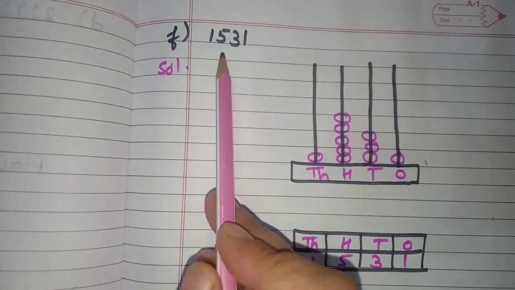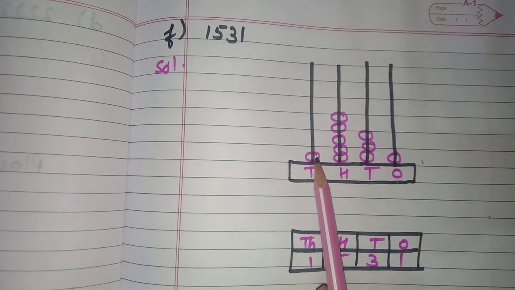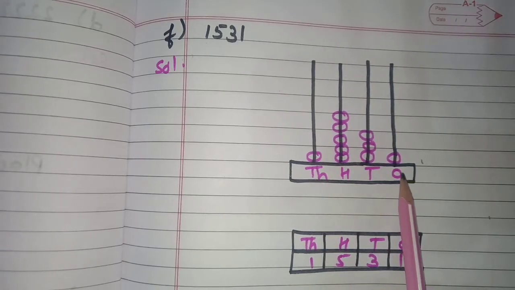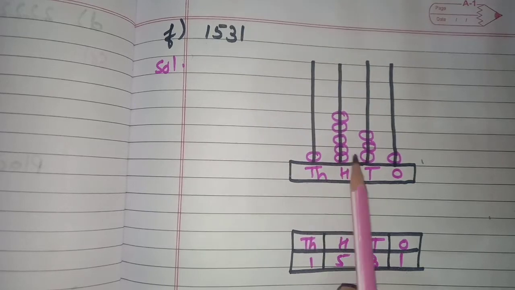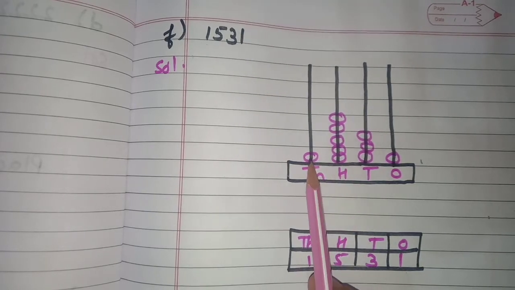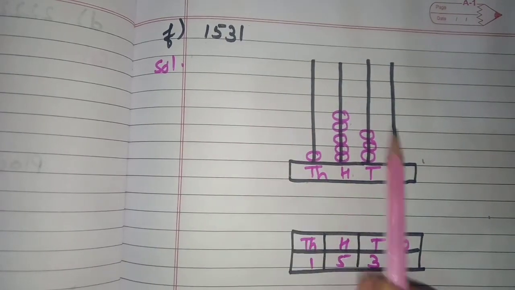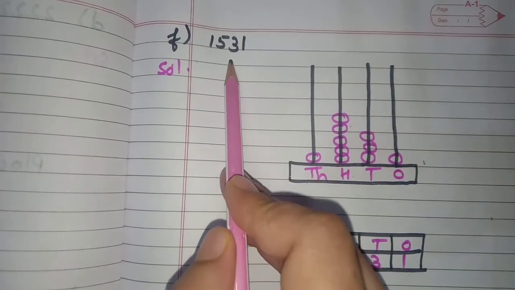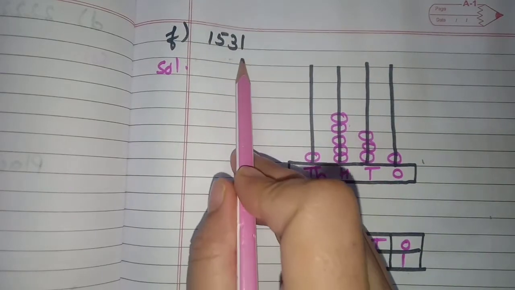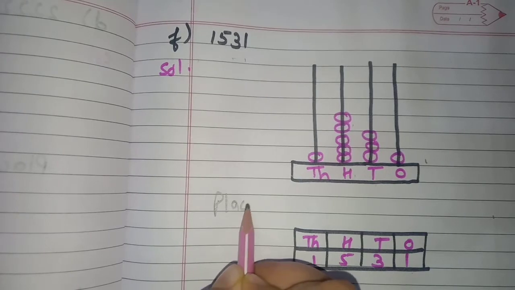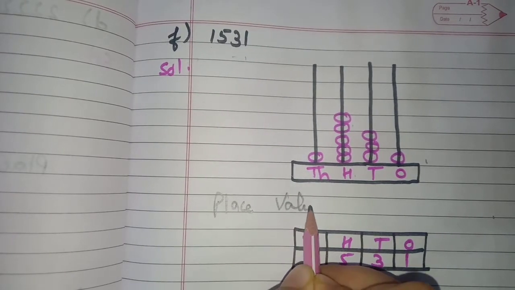Now the last part of this question, 1531. So again it's a 4-digit number, so we will make 4 spikes on the abacus. Mention the places starting from the right side: ones, tens, 100, 1000. Then on the thousands spike 1 bead. At hundreds there are 5 beads according to the numeral. At tens again we have to make 3 beads, and on ones we will make 1 bead. Now we will make the place value chart.